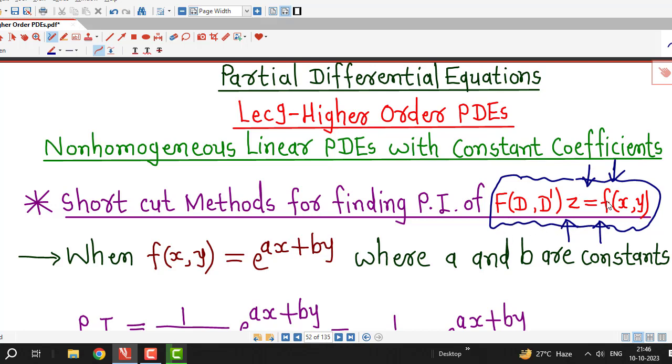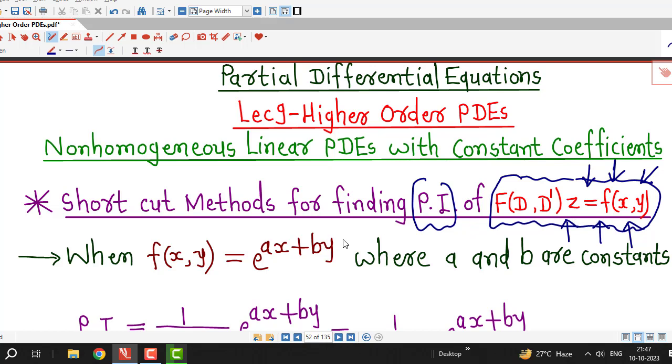From this lecture onwards we are going to discuss shortcut methods for finding the particular integral of this type of equation. Now shortcut methods have their limitations. They are applicable for some special types of functions on the right hand side. For each type of special right hand side we have a different shortcut method, so we will discuss these methods.